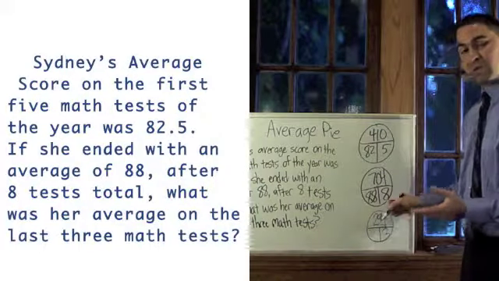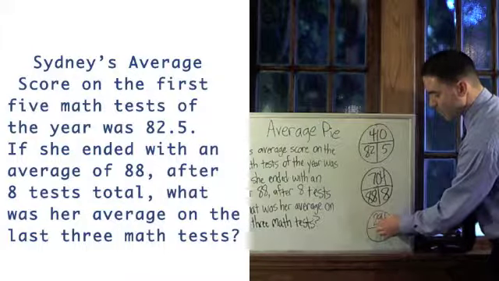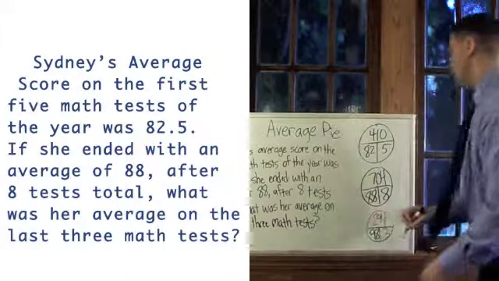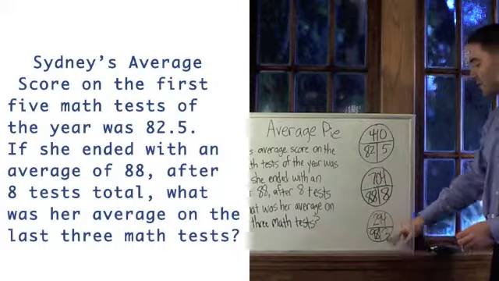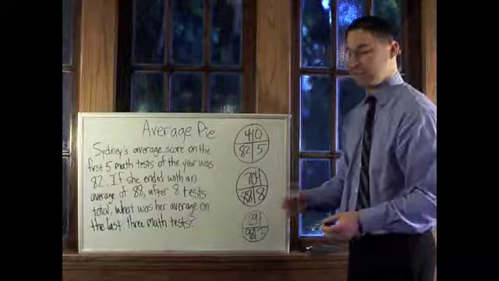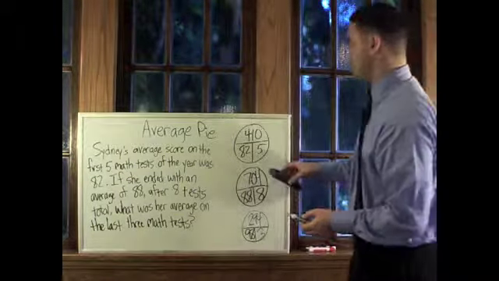Now, we just do what we always do with average pies, we divide. We're trying to figure out this value, so we do 294 divided by 3, and we get 98. Meaning in the last 3 math tests, she must have gotten a 98 to bring up her total average to 88. We'll do one more example of a slightly more complicated nature.